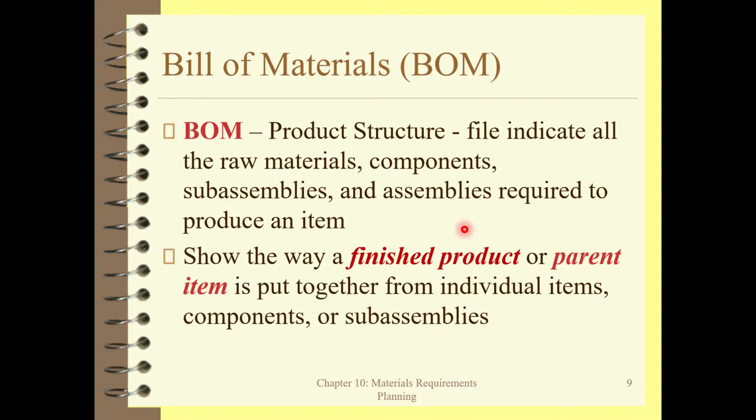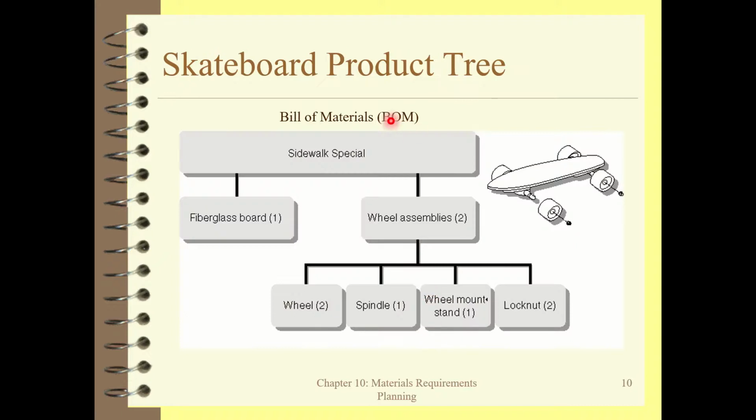Before I go through the MRP, first you need to know about the bill of material, which in industry we often call BOM. BOM represents the product structure. It is a file that indicates all the raw materials, components, sub-assemblies, or assemblies required to produce an item. It shows the way a finished product, or parent item, is put together from individual items, components, or sub-assemblies. For instance, if we look at the skateboard, product 3, this product structure and the BOM are more or less the same.